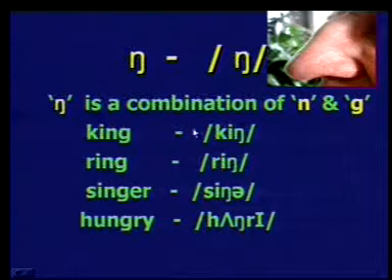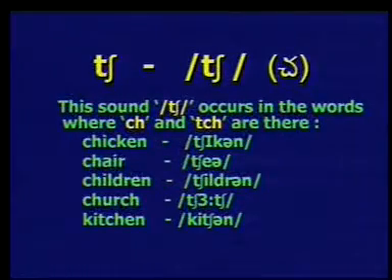It is a combination of N and G, as in the words king. And then ring. This can also come in the middle. Single, hungry. In all these words we get this sound NG, a combination of both, ing, king.